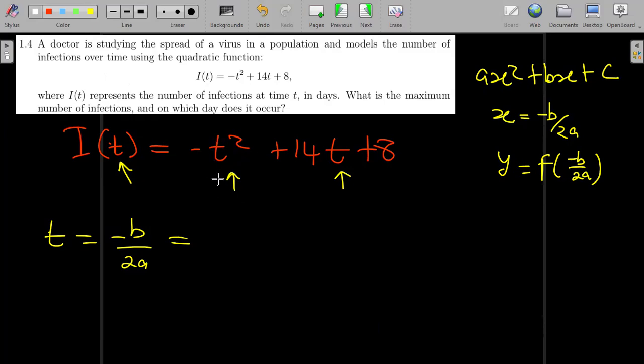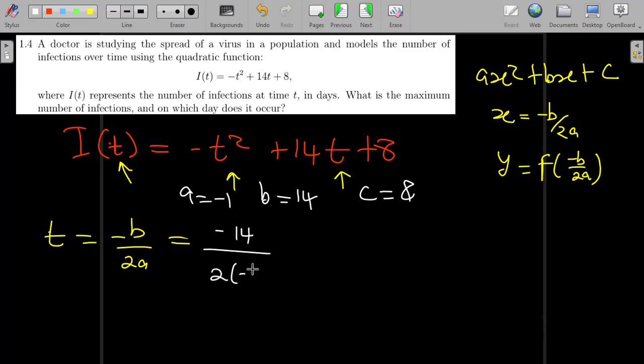So what is our a? Our a is minus 1. It is always the coefficient of the variable that is squared. So t squared, its coefficient is a. Then b is the coefficient of t, and c is just the constant here. So this will be equal to minus b, which is 14, divided by 2 multiplied by a, which is minus 1. So this will be minus 14 divided by minus 2, which will just be 7. So the number of days will be 7, because this is acting as the x-coordinate of the turning point.